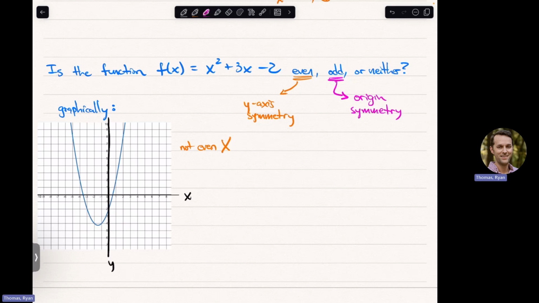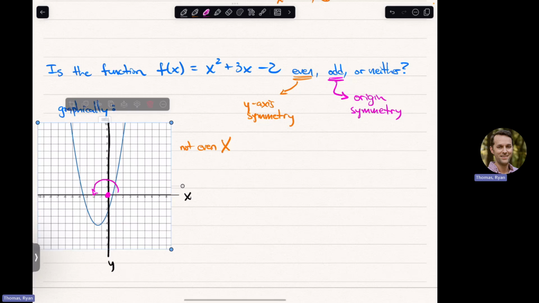Now, origin symmetry, the idea is that the origin stays still and we flip the whole graph upside down. You can think about that as reflecting or as rotating, but basically I'm putting a pin in at that pink point, the origin that I've marked, and flipping the graph upside down.